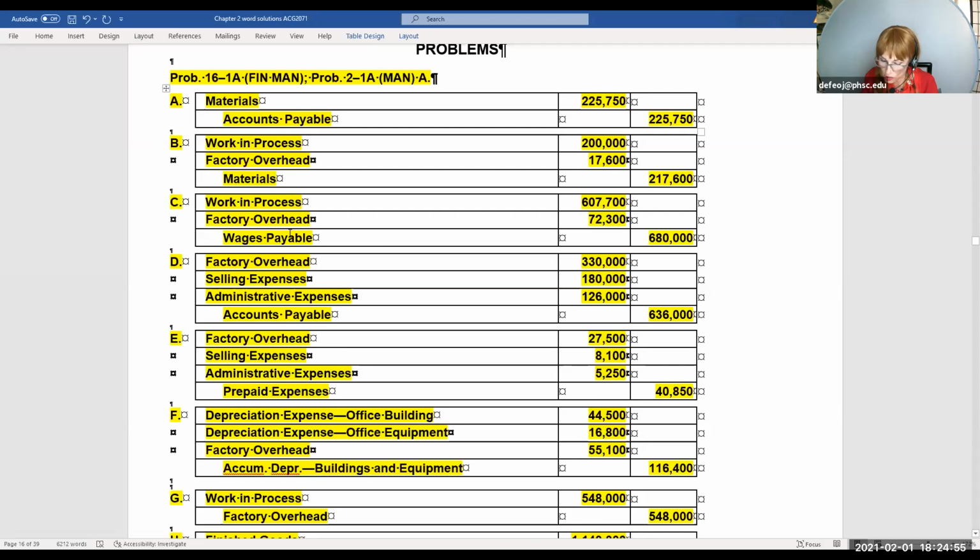And it's going to be wages payable because the wages weren't paid yet. They'll be paid next week, hopefully. Other costs were overhead, selling expenses, and administrative.